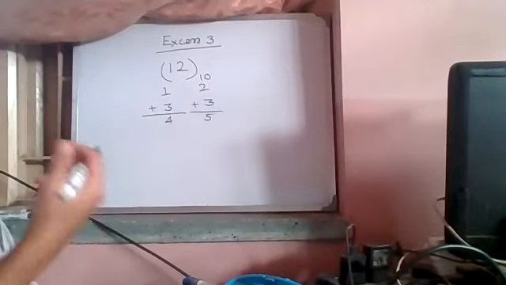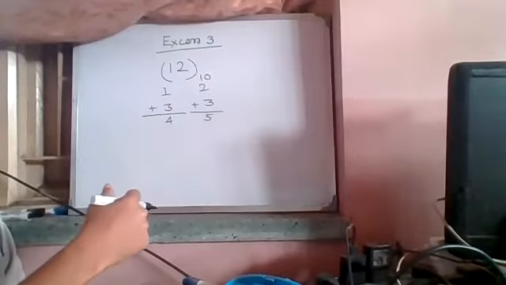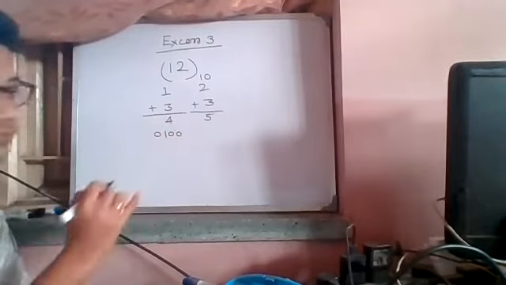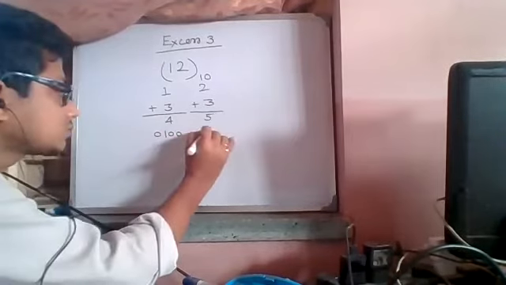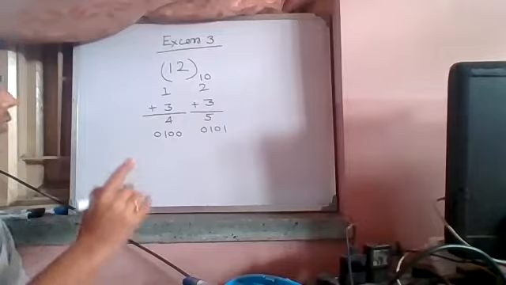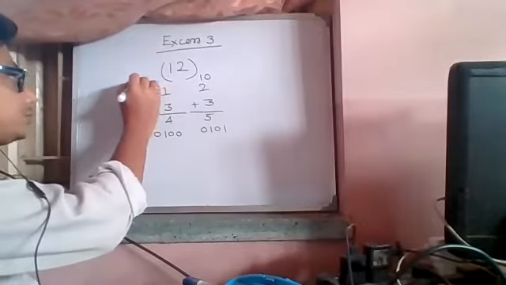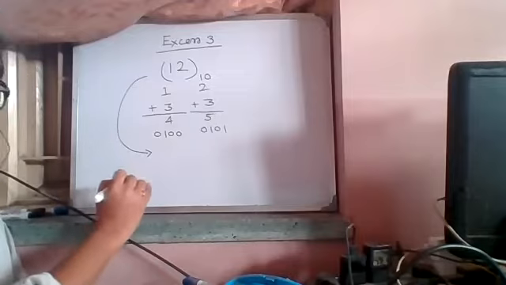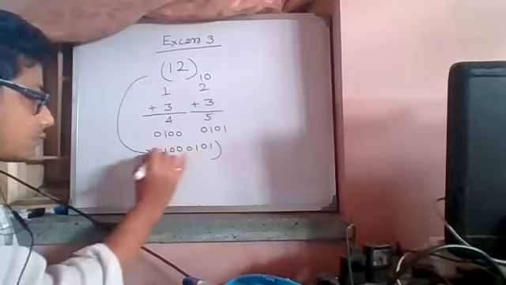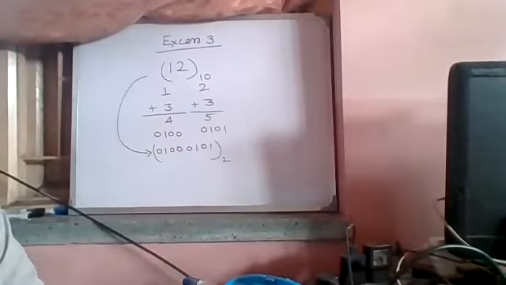Now you have to convert these 4 and 5 to binary. So 4 means 0100, 5 means 0101. So your XS3 code of 12 will be this in binary. So this is basically XS3 code, as simple as that.